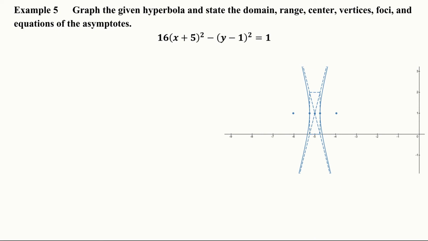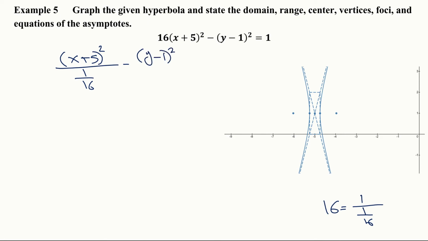So if I have 16 and I want it to move down to the denominator, I can always write it as 1 over 1/16, like that. So that's how we're going to rewrite that. So we're going to get (x plus 5) squared over 1/16, minus (y minus 1) squared over 1, equals 1. So now we're in standard form.